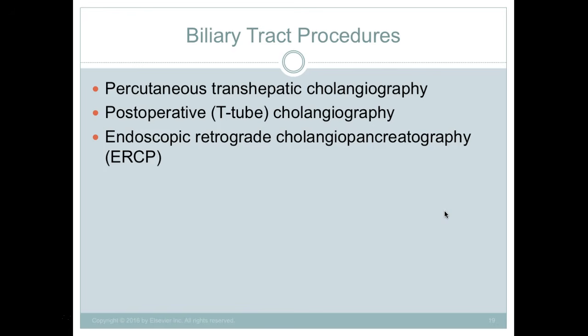So there's three procedures that we're going to cover. The first one is the percutaneous transhepatic cholangiogram, what we call it. There is the postoperative T-tube cholangiogram, and there's the endoscopic retrograde cholangiopancreatography.